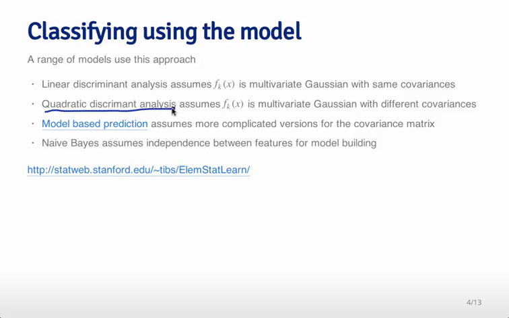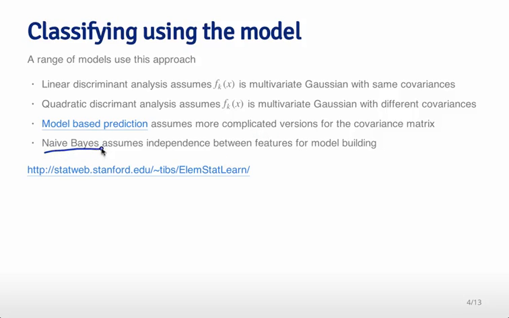Quadratic discriminant analysis is very much like linear discriminant analysis, although it allows different covariance matrices within each of the different classes, and so that ends up drawing quadratic curves through the data as opposed to lines. Model-based prediction basically allows for more complicated versions of the covariance matrix when building these models.